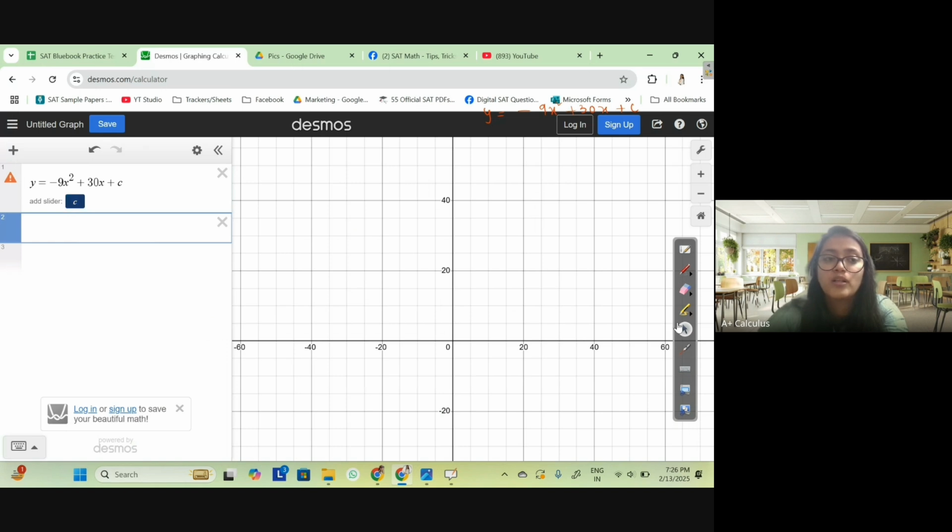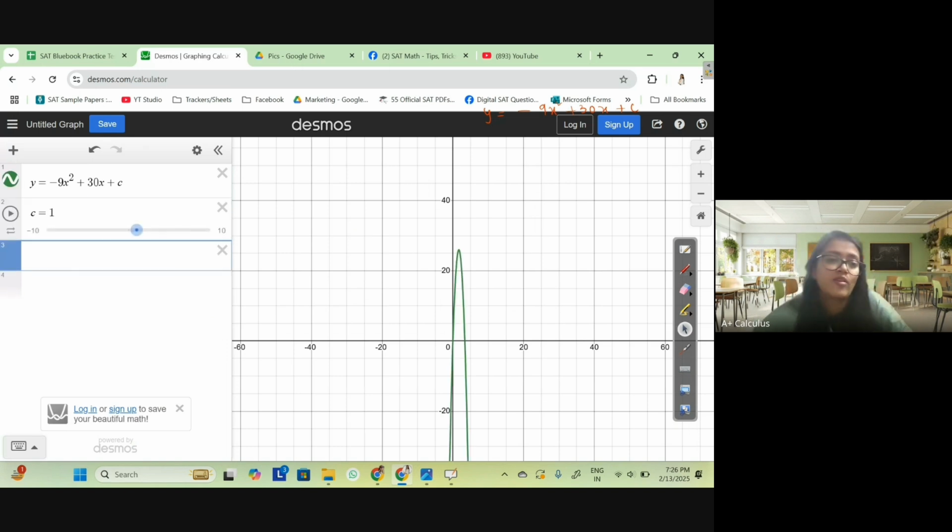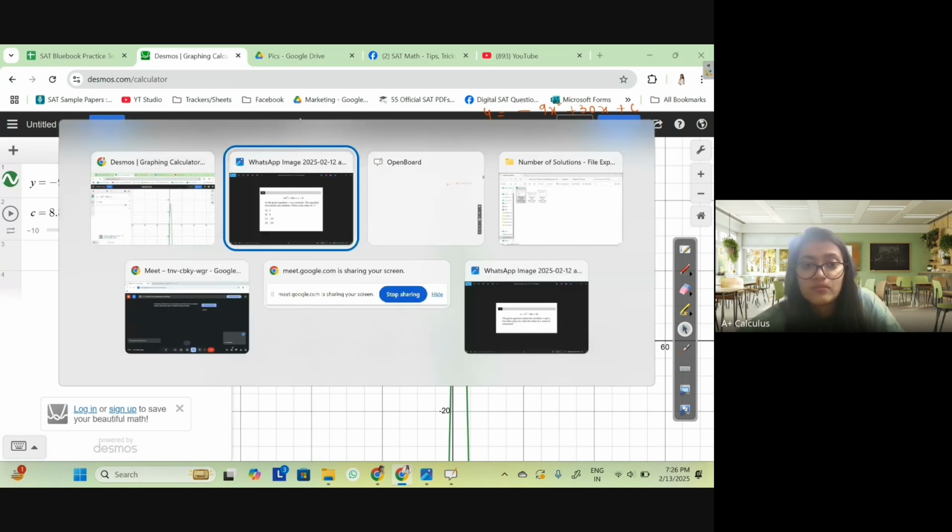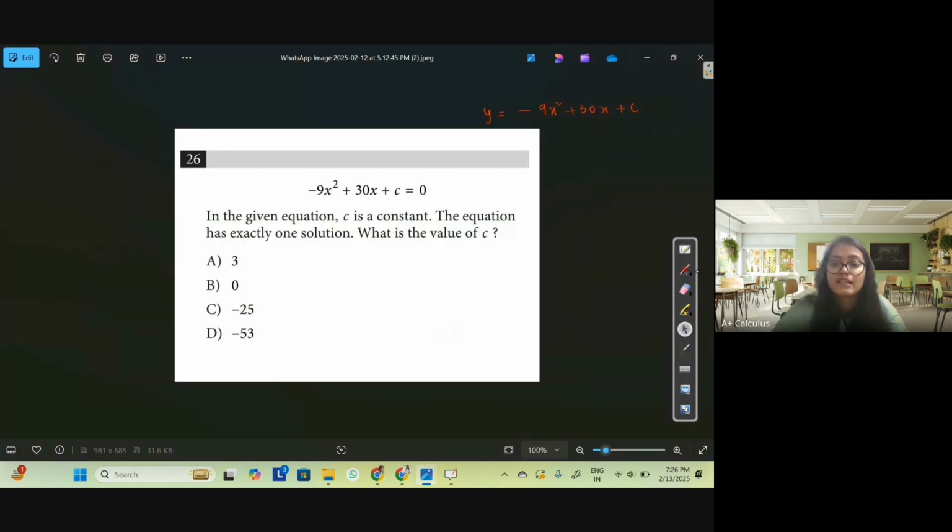So you click on this blue button, then it gives you a slider from -10 to 10. And you can change the values of c from -10 to 10. You have to adjust the value of c such that the equation has exactly one solution. And when the equation has exactly one solution, in that case, the parabola will just touch the x-axis.